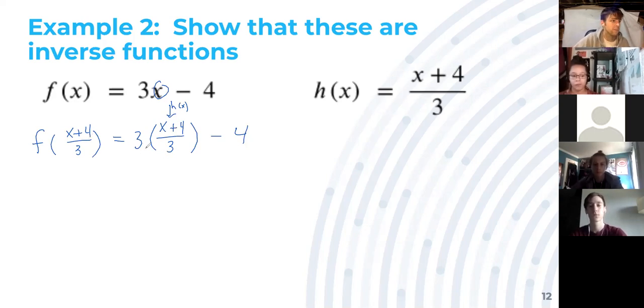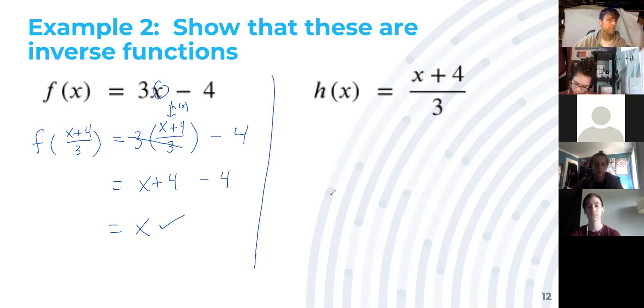So I need to do a little simplifying. Well, this is nice. Multiplying by 3 and dividing by 3, those things actually just cancel out. So we end up with x plus 4 minus 4. Conveniently, that's actually exactly what the other one was like. So we know that we just get x. So cool. So it worked out one way. We just need to make sure that it works out both ways.